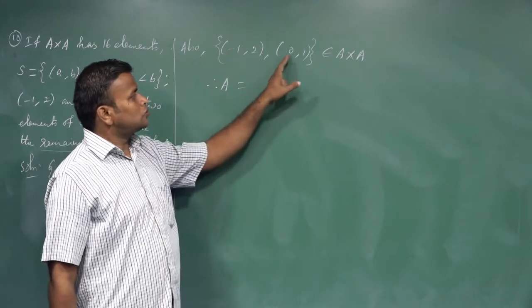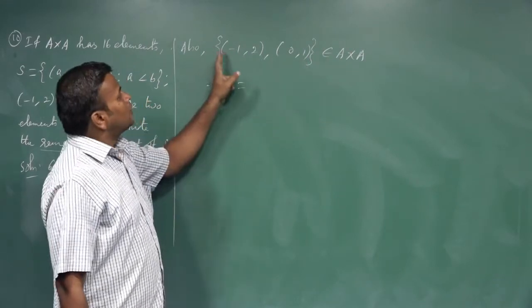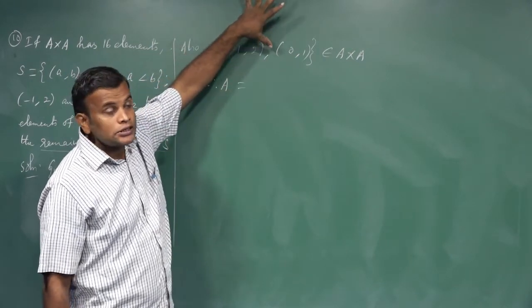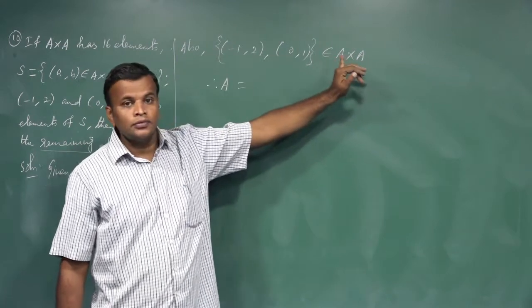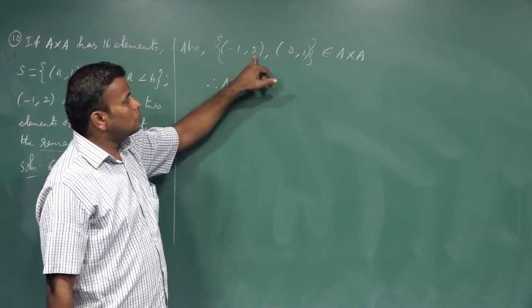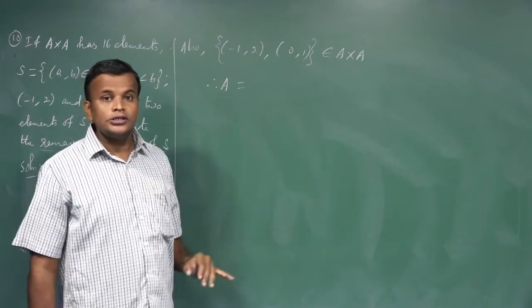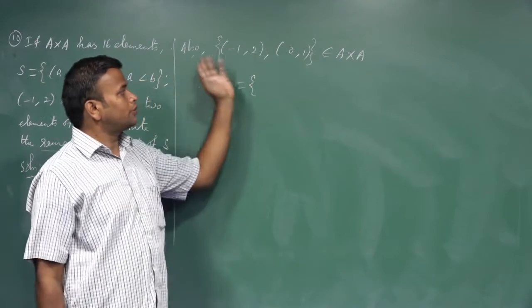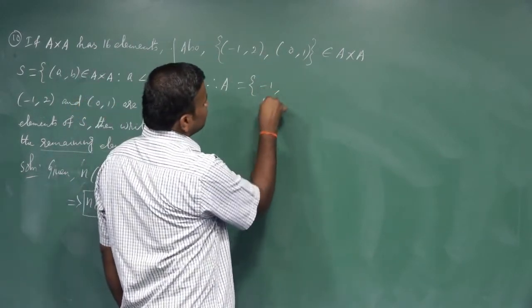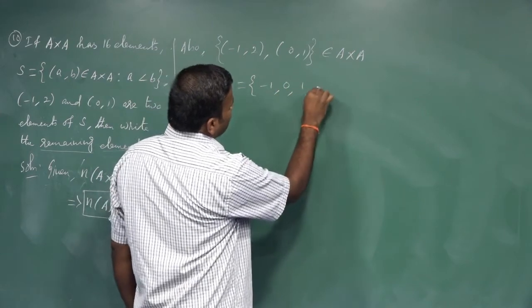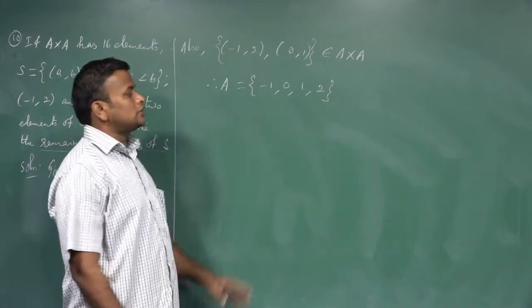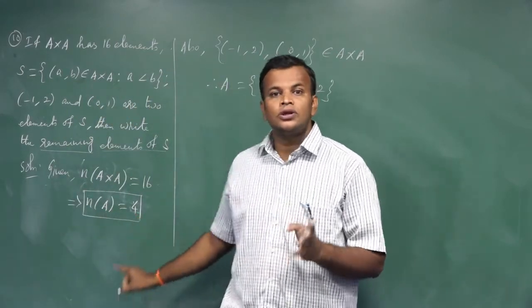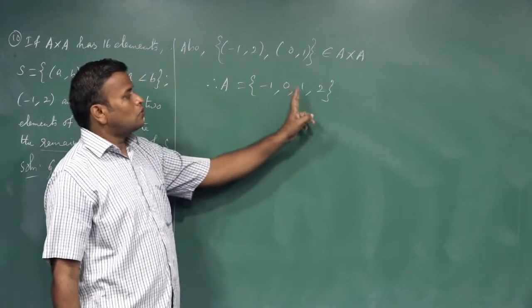You see, each and every value is distinct: minus 1, 2, 0, 1. We already said in an ordered pair, the first element lies in the first set and the second element lies in the second set. But here both the sets are the same. So minus 1 lies in A, 2 lies in A, 0 lies in A, and 1 also lies in A. We write in ascending order. What is the least value among these? Minus 1. Next values are 0, 1, 2. So A contains these 4 values. We already said n of A is just 4 values. So the 4 values are -1, 0, 1 and 2.